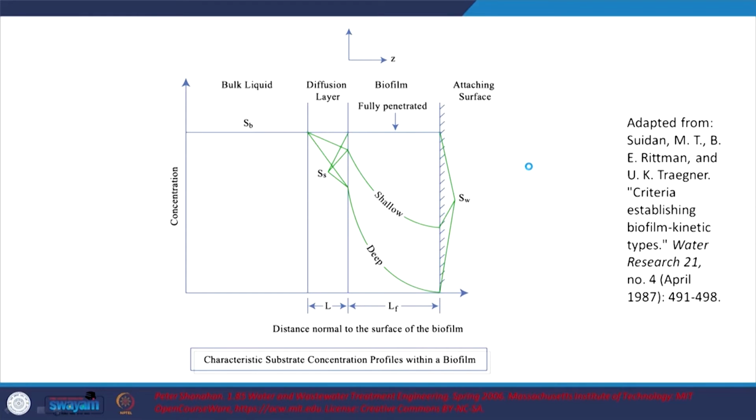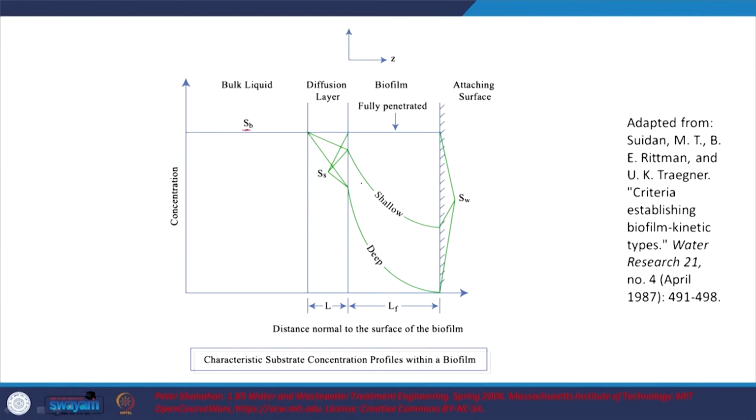So, let us look at other data here: characteristic substrate concentration profiles within a biofilm. Here is the attaching surface or the media. This is the biofilm, this is the stagnant layer or the diffusion layer, and this is the bulk liquid. Obviously, in the bulk, the concentration of the relevant organic matter, the substrate, is going to be high. Why will it diffuse through the diffusion layer? As we know, only if there is a concentration gradient.